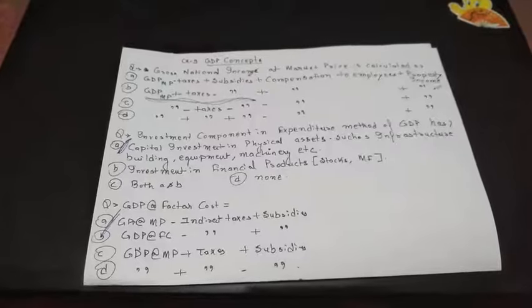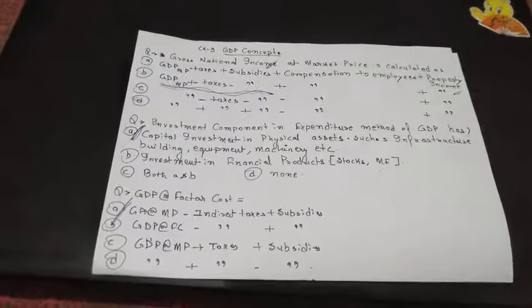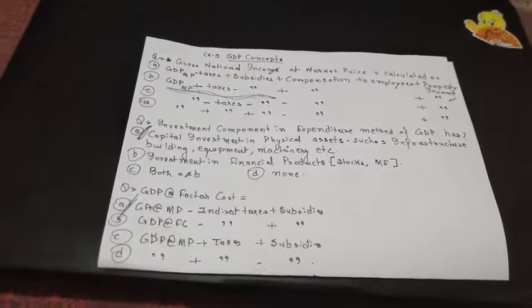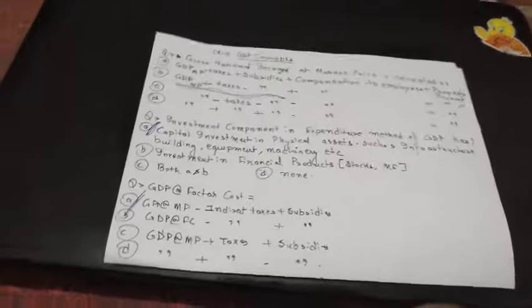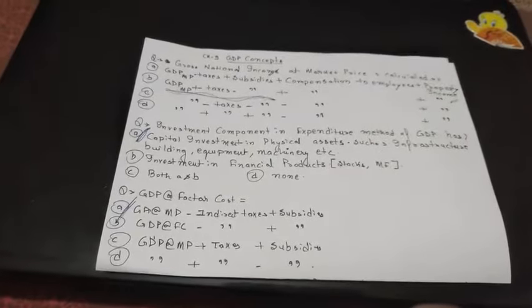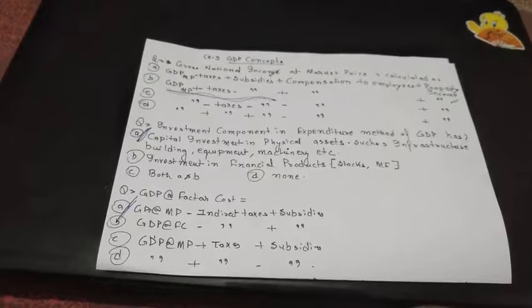Hi everyone, I'm Siddhant. Today we are taking Chapter 9, GDP concept, in which we will first understand some basic things about GDP, then we will move into the questions. Now, in India or any other country, the GDP can be calculated through three methods. The first one is the production method, the second is the income method, and the third is the expenditure method.